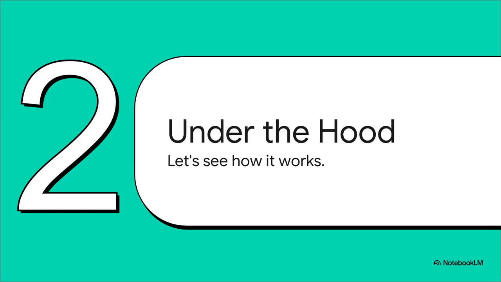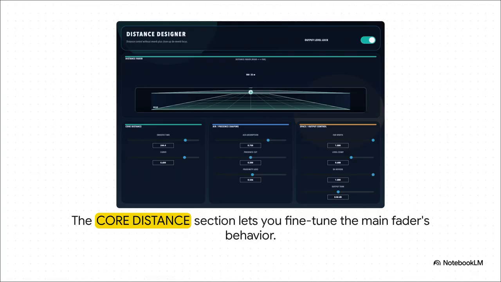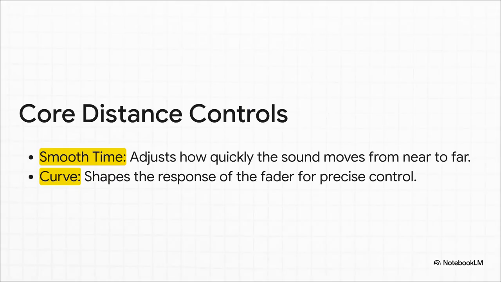Okay, so how does it actually do all this? Let's pop the hood and take a look. The plugin is really built around 3 main control sections that all work together to create this super convincing illusion of depth. All right, first up, we've got the core distance panel. You can think of this as the engine room. This is where you get to tweak the basic feel and the response of that main distance fader so it fits your sound perfectly.